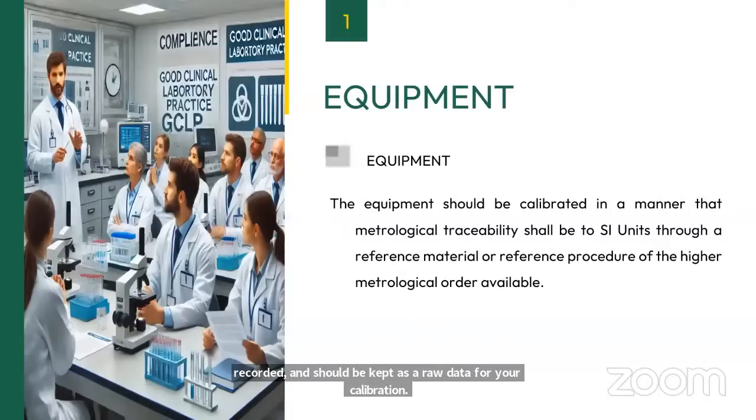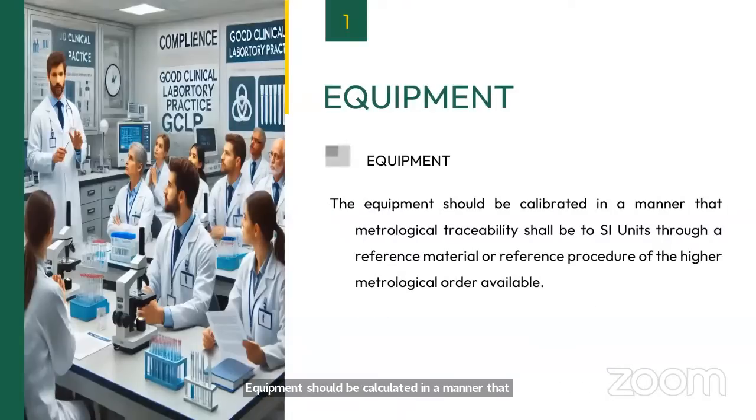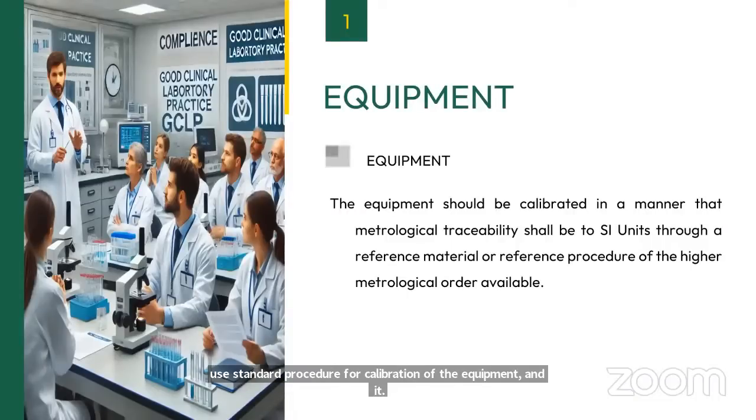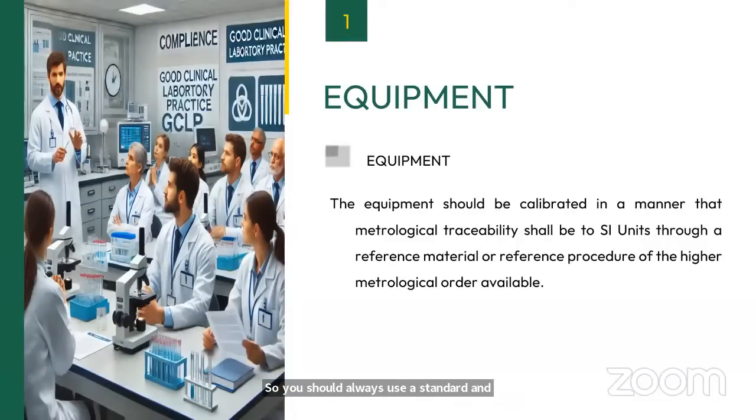Equipment should be calibrated in a manner that metrological traceability is to SI units through a reference material or reference procedure. So there should be appropriate traceability of your calibration procedure. You should not just follow any unstandardized procedure. Make a standardized protocol. Use a standard procedure for calibration of the equipment, and you should always use a standard reference method and standard reference material for calibration of your equipment.